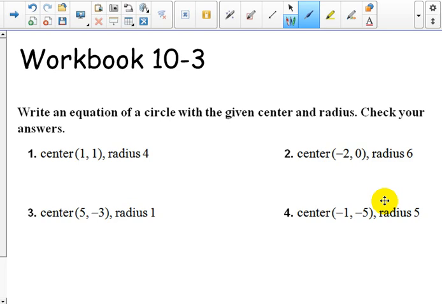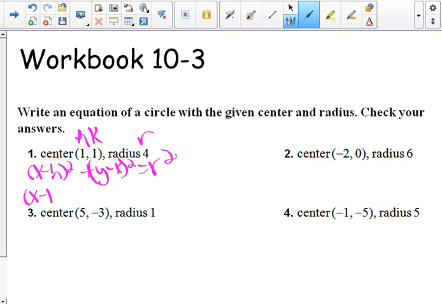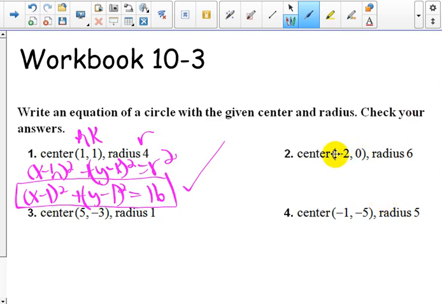So you're going to start with your formula. So it's going to be x minus h squared plus y minus k squared equal r squared. So now we're going to fill in. So this is our h, that's our k, and that's our r. So it's going to be x minus 1 squared plus y minus 1 squared equal 4 squared, or 16. And that's our answer. Okay, so I'm going to give you 3 more minutes to work 2, 3, and 4, and we'll begin now.